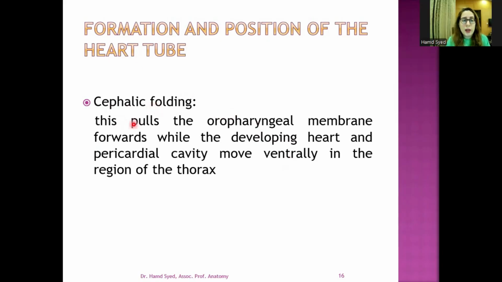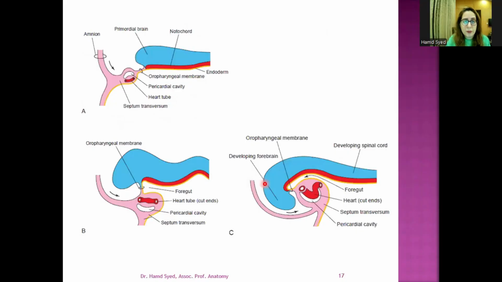The folding in the head region, known as cephalic folding, pulls the oropharyngeal membrane forwards, while the developing heart and pericardial cavity move ventrally in the region of the thorax. So let's go back to this diagram that I showed you. This is a smaller section from the larger sagittal section of the disc-shaped trilaminar germ disc. This here is the ectoderm, which has formed the primordium of the nervous system. Below that is the mesoderm and then the endoderm, and the mesoderm is forming the notochord.